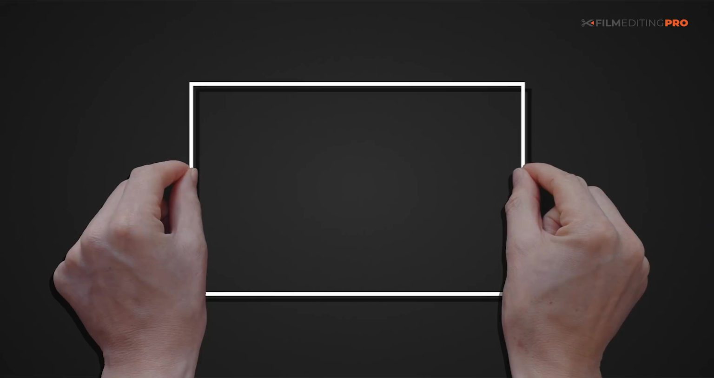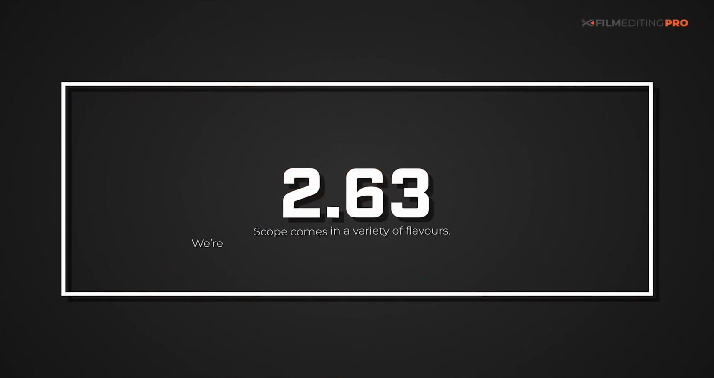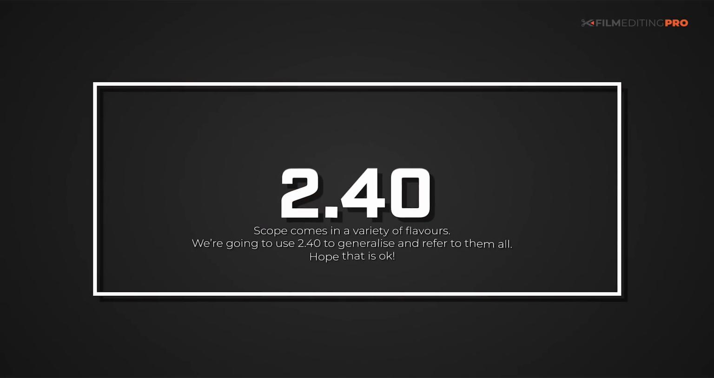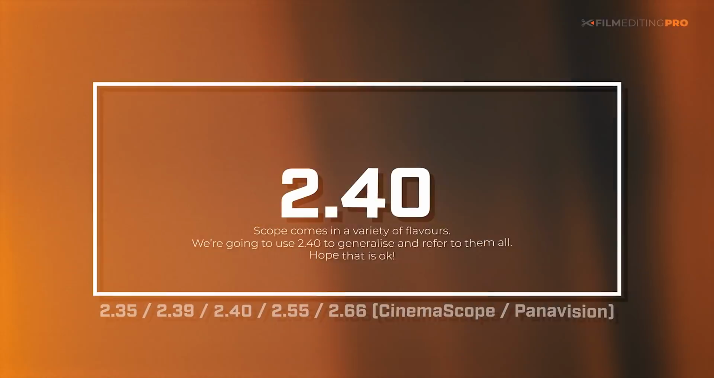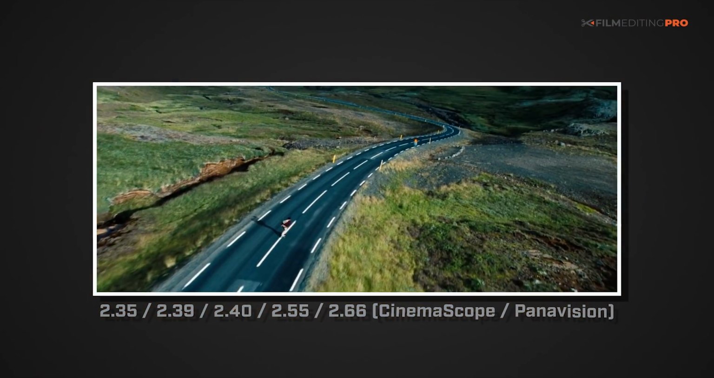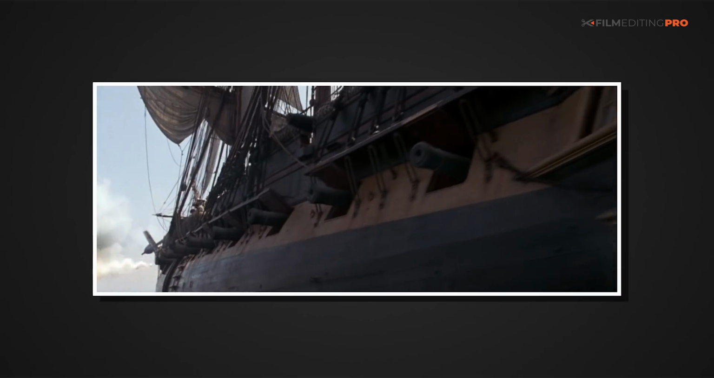CinemaScope lenses had a squeeze factor of 2. When used with an open gate, it yielded an aspect ratio of 2.66. It was more commonly cropped to between 2.35 and 2.4 to allow room for an optical soundtrack. How would this brand new frame affect the way films are made?